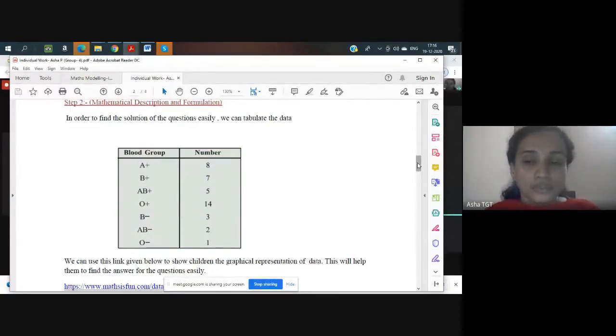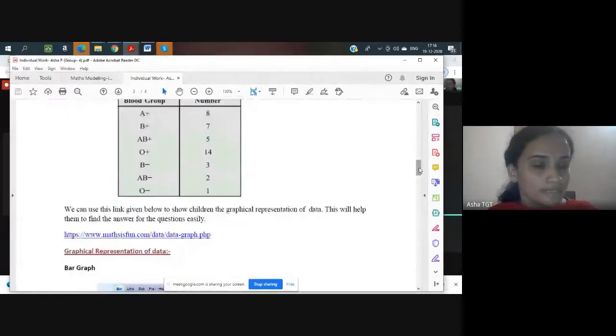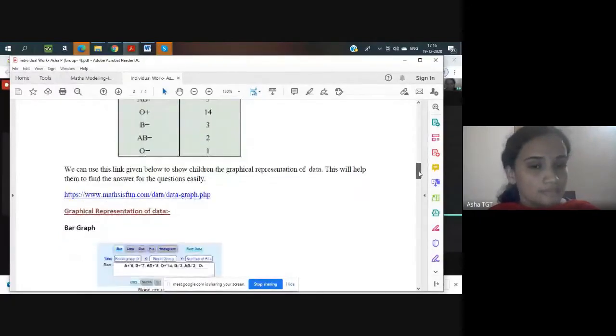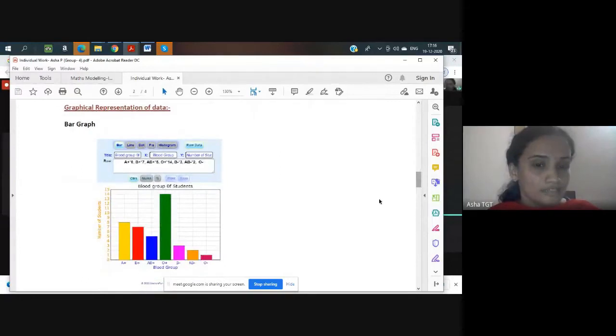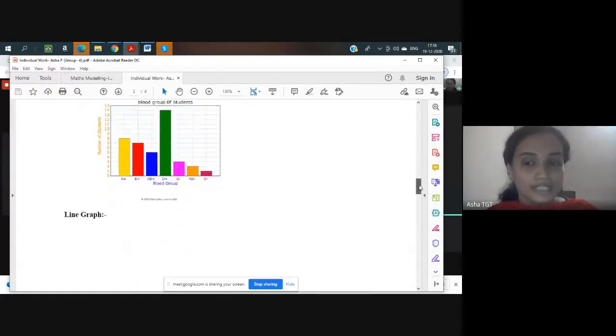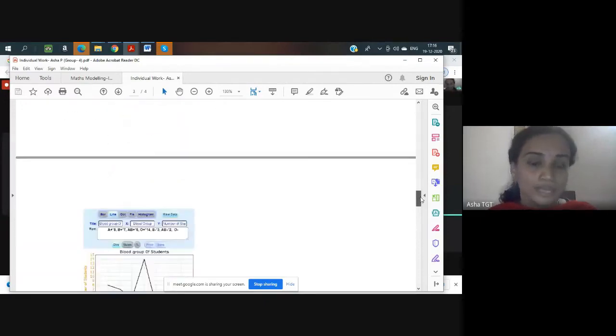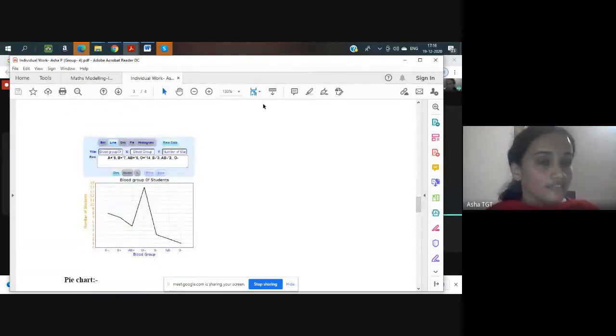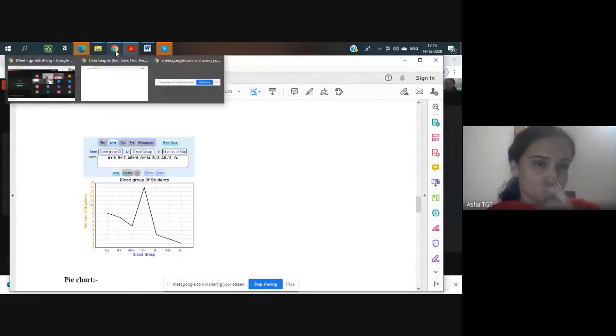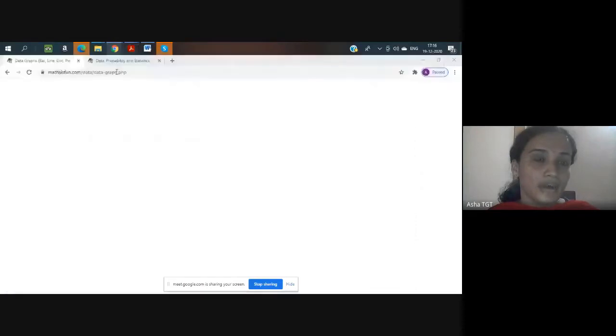Plus, I have used Math is Fun software, and using that I have represented it graphically. First is a bar graph, with which we can easily identify that O positive is the common group and O negative is the rarest one. Apart from that, all the other questions can also be easily answered. If we are teaching 8th class, where we teach line graph and pie graph also, that can be represented using the same data. And as online teaching is going on, we can show them directly how it is converted from bar graph to line graph.